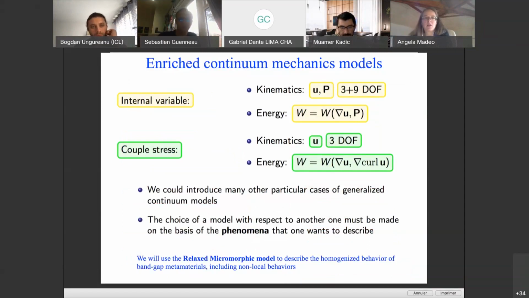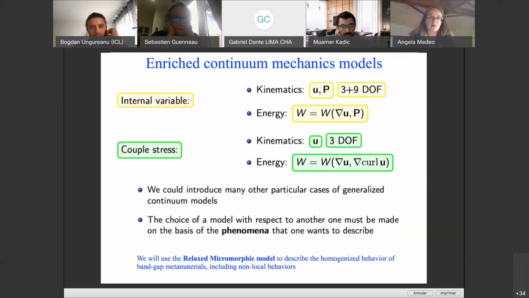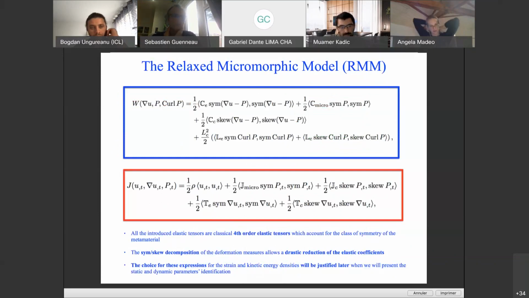You can find a lot of different models: internal variables, when you don't have any derivative of P in the energy, but just P, or couple stress, where you take just Cauchy kinematics with u, 3 degrees of freedom, and then you put some gradients, the gradient of the curl, etc., etc. So the point is, now we have a lot of generalized models, and which one to choose to describe the phenomenon in which we are interested? What we did is to start with this micromorphic model, the relaxed micromorphic model.